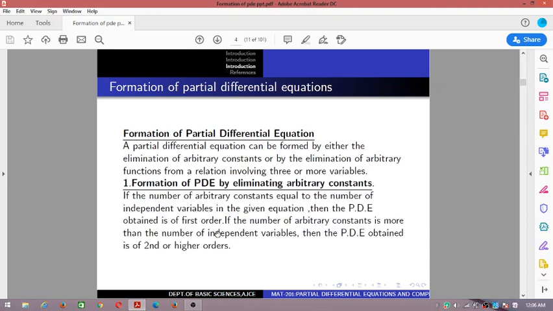Let us discuss the first type, that is the formation of partial differential equation by eliminating arbitrary constants. If the number of arbitrary constants is equal to the number of independent variables in the given equation, then the partial differential equation obtained is of first order. If the number of arbitrary constants is more than the number of independent variables, then the partial differential equation obtained is of second or higher orders.